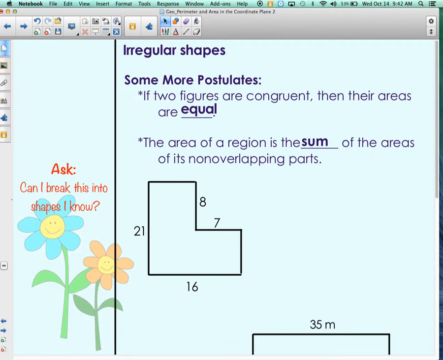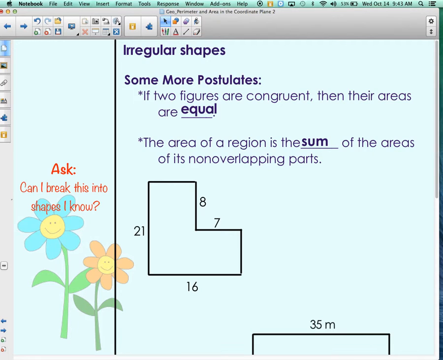So this is what they're referring to as a region. To find the area of this, you can add the non-overlapping parts. That's where I asked, can I break this into shapes that I know? Yes. Where would you break it?